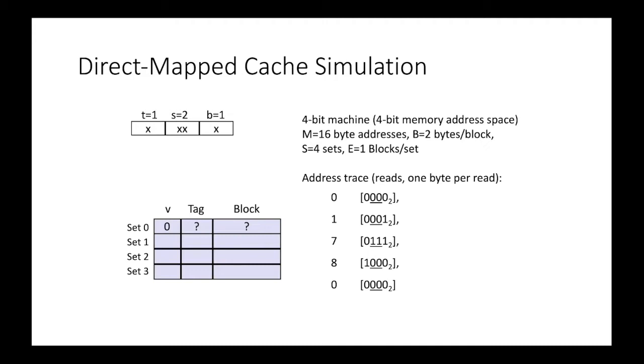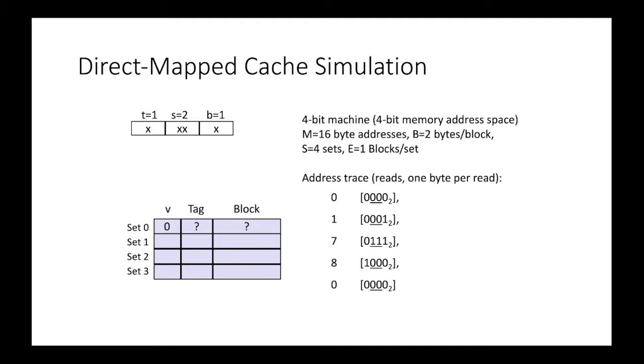The first memory address the CPU requests is 0, which is 0000 in 4-bit binary. The first step is to use the set index to locate a set. It's 00, so it's the first set, number 0. Now we move on to step number 2: compare the tag bit and check the valid bit. Because it's the first cache access, the cache is empty, and not only does the first set not have a tag bit, but also the valid bit is 0.